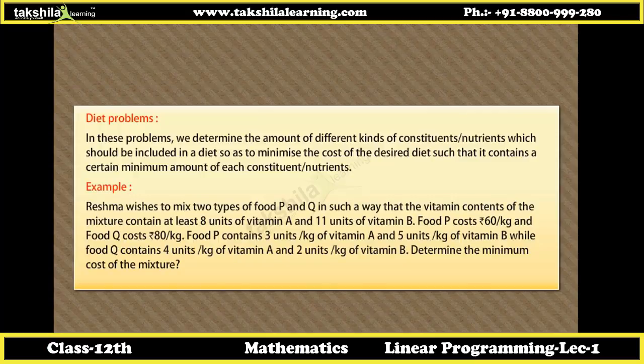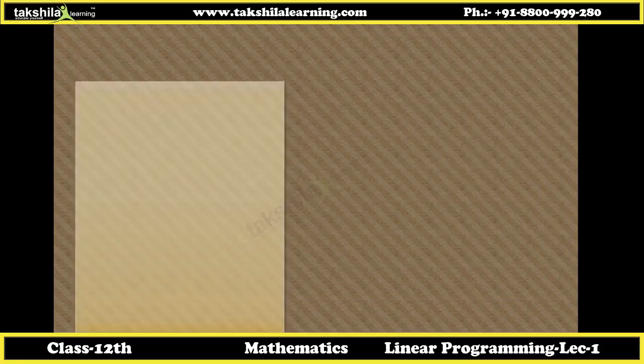the vitamin contents of the mixture contain at least 8 units of vitamin A and 11 units of vitamin B. Food P costs ₹60 per kg and food Q costs ₹80 per kg. Food P contains 3 units per kg of vitamin A and 5 units per kg of vitamin B, while food Q contains 4 units per kg of vitamin A and 2 units per kg of vitamin B. Determine the minimum cost of the mixture.